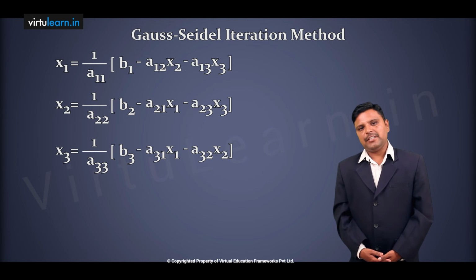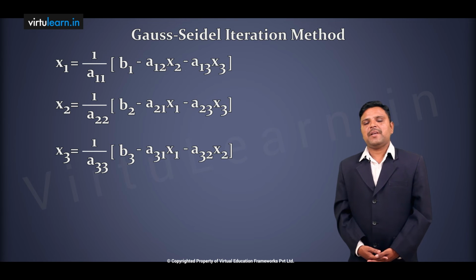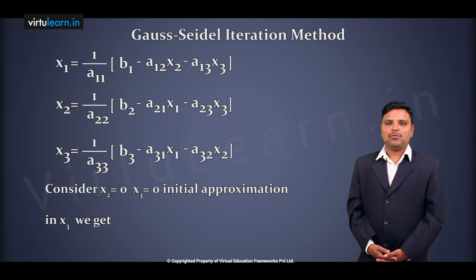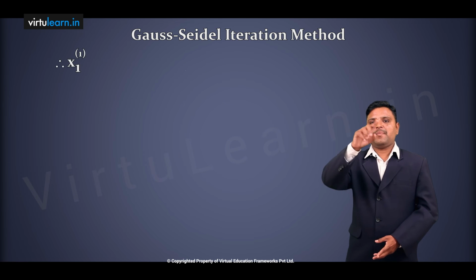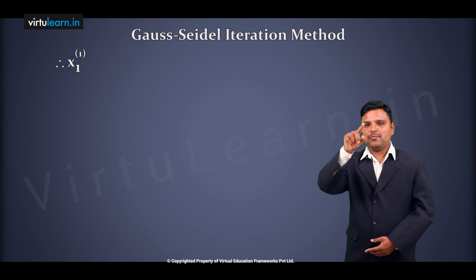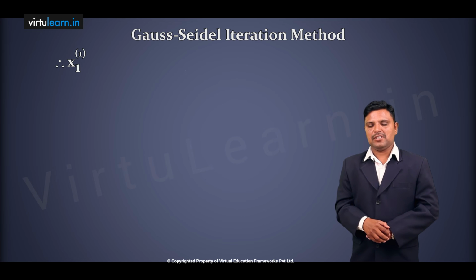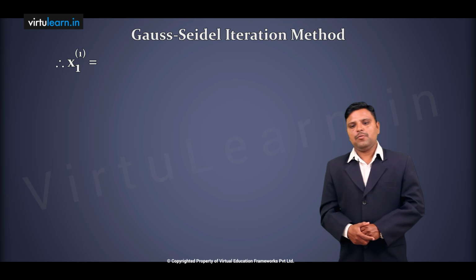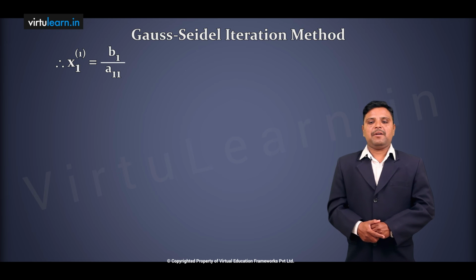Now, for calculating the first approximation of x1, put x2 equal to 0 and x3 equal to 0, because in the x1 formula we have x2 and x3. I am taking x2 equal to 0, x3 equal to 0 as initial approximations. Then the first approximation of x1, I am writing like this: x1 in open bracket 1. This is nothing but the notation of the first approximation. With x2 0, x3 0, the first approximation of x1 equals b1 by a11.